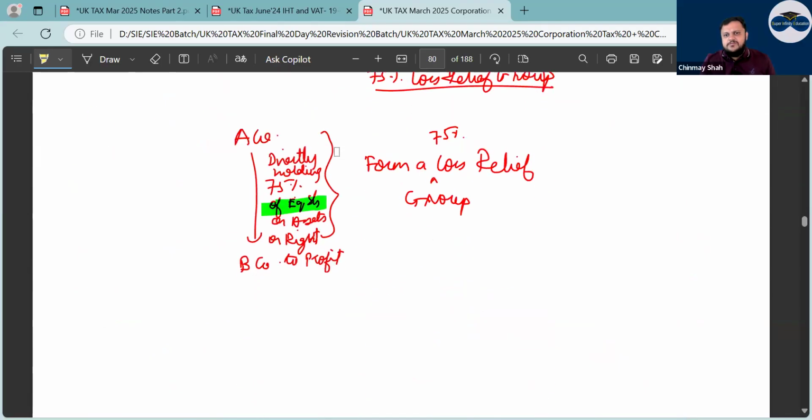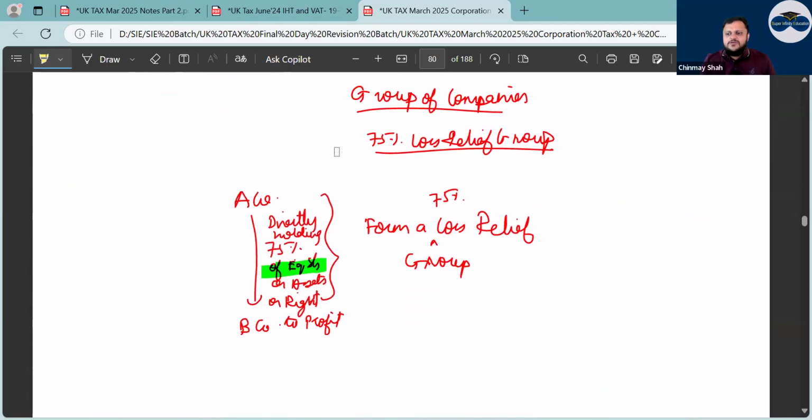Then come to group implications, right? What are group implications all about? Tell me. For a company, there are 2 types of groups. One is a loss relief group, where trading losses and property losses can be transferred from one company to another company.